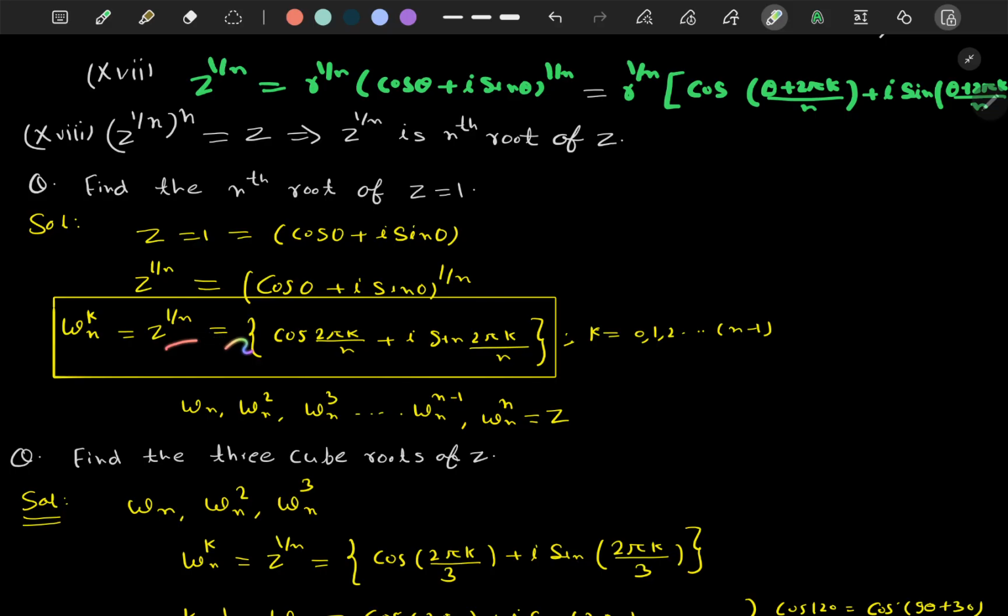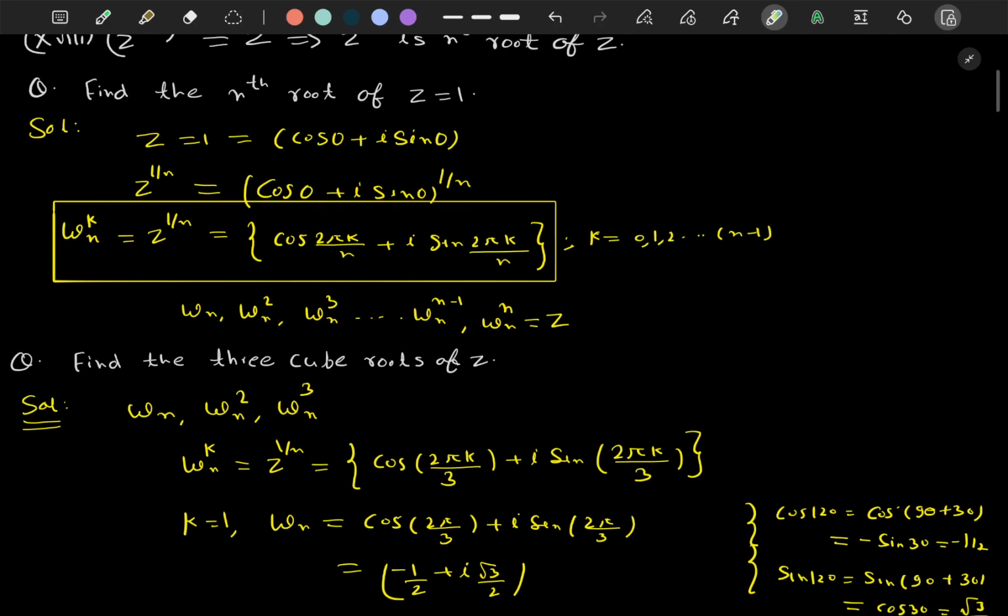z raised to the power 1 by n will be equal to cos of theta plus 2 pi k by n. So theta is 0, so 2 pi k by n. Here also 2 pi k by n, and it is represented by omega n k. So what is omega n k? It is representing z to the power 1 by n. And what is z to the power 1 by n? r raised to the power 1 by n, cos of theta plus 2 pi k by n plus iota sin of theta plus 2 pi k by n.